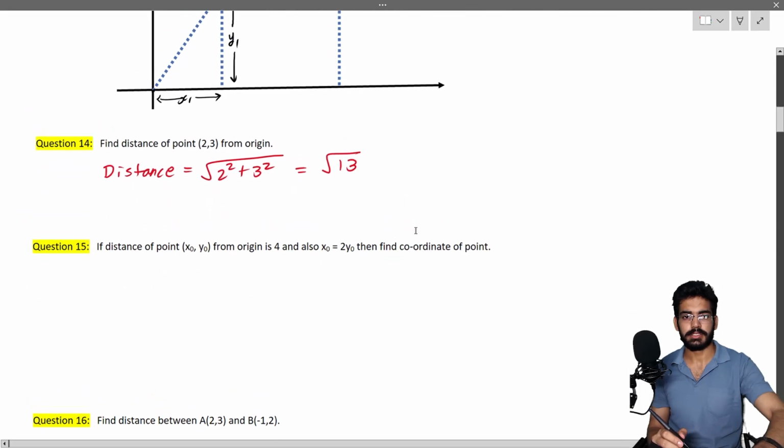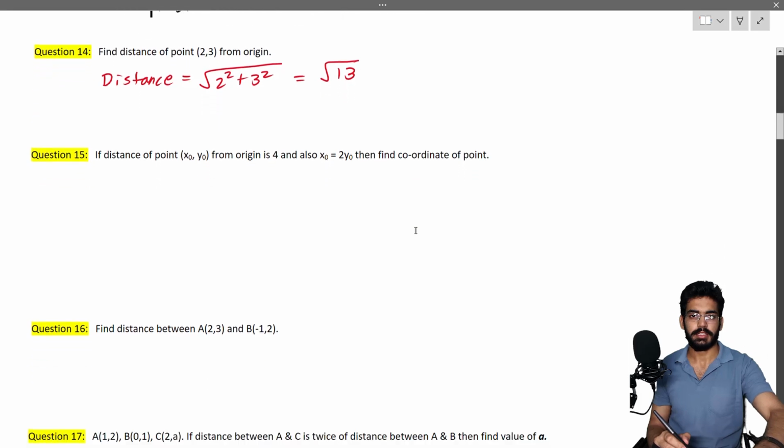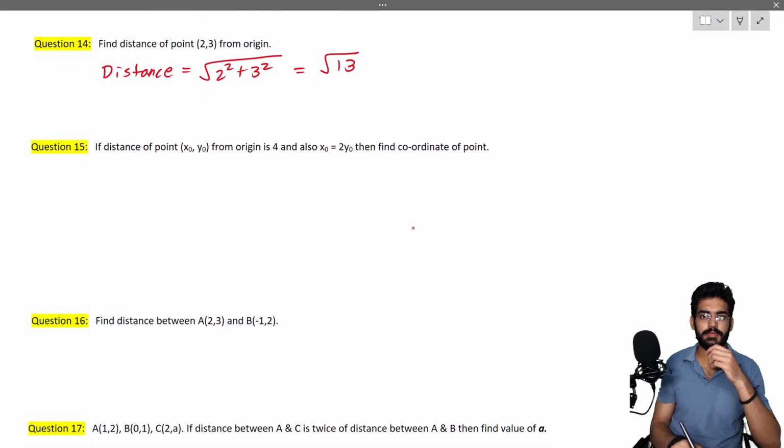Next question is, you can pause the video and you can solve the question. The next question which we see is, if the distance of point x naught comma y naught from the origin is 4 and also x naught is equal to 4 y naught, then find the coordinates of the point. So we have to find out x naught comma y naught.